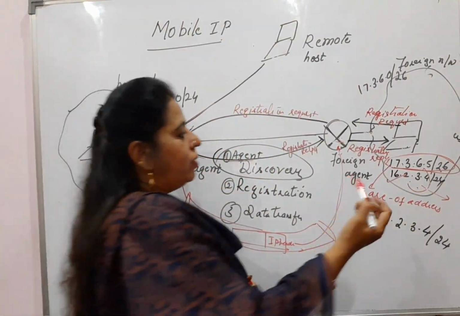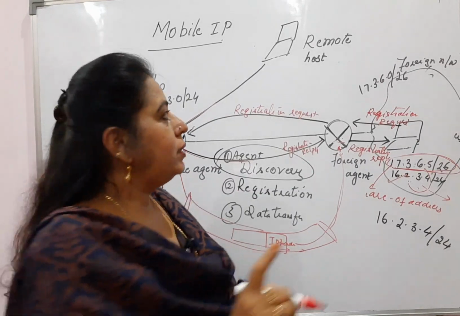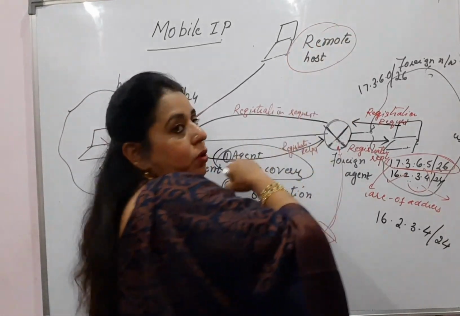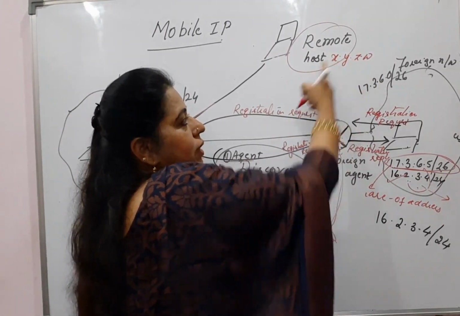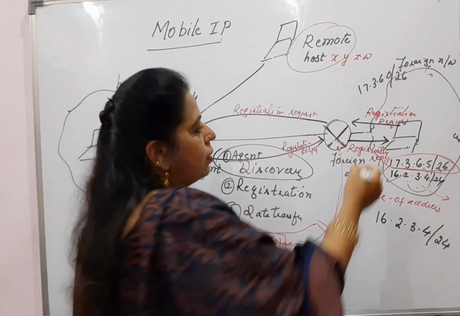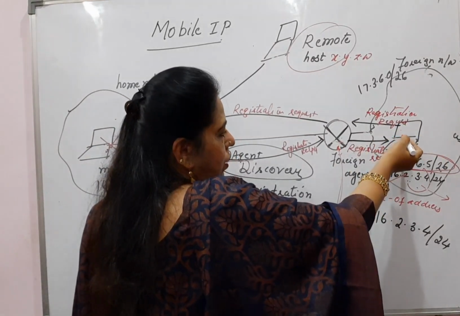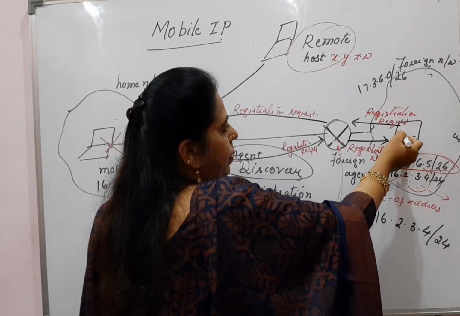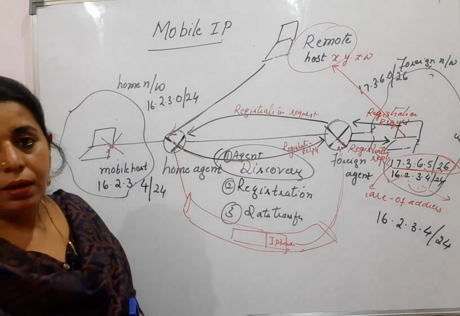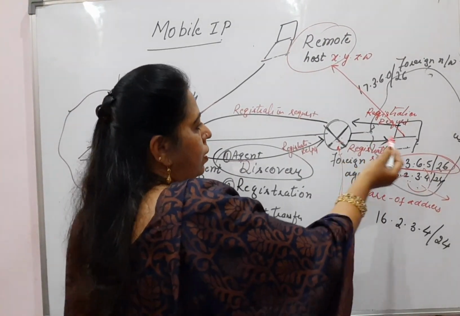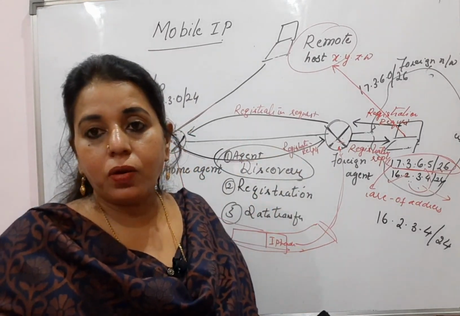Now when this host receives the packet, that is, when it decapsulates it, it will see that the sender is this remote host, let us take x.y.z.w. So it has received a packet from this host. Then the mobile host wants to send a reply to the remote host. It can send the reply directly. It need not send it back through the home agent, because when it decapsulates, it comes to know the source address.